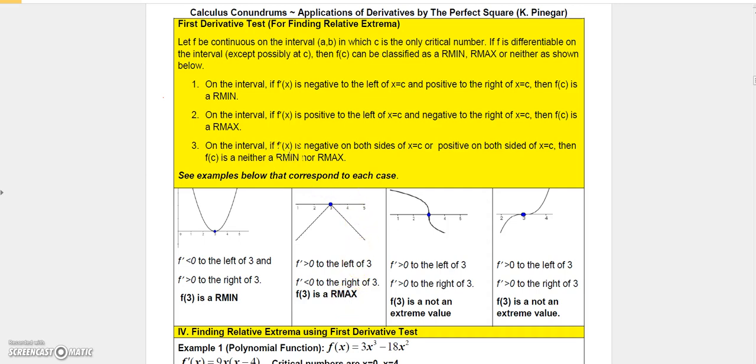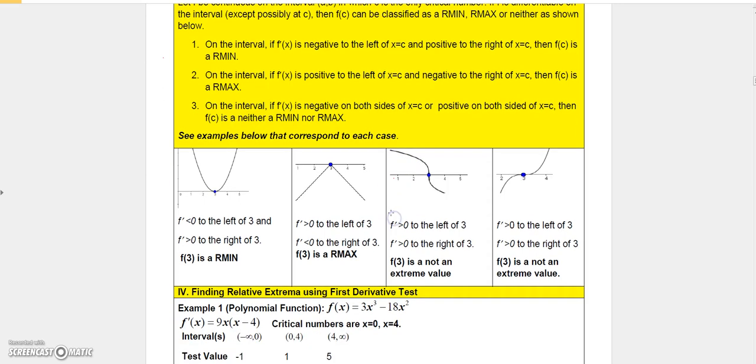Now the next one basically says if the derivative doesn't change sign, you don't get a minimum or a maximum at x equals c. So if the derivative is negative on both sides of x equals c or positive on both sides of x equals c, then f of c is neither a relative min nor a relative max. I'll show you examples of that.